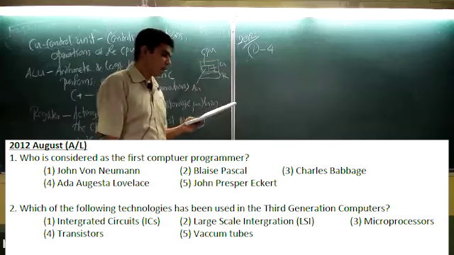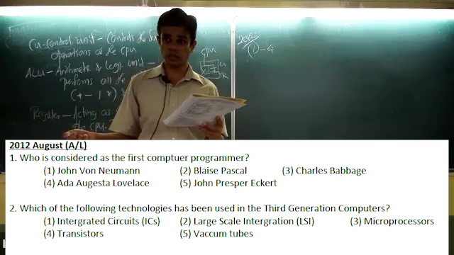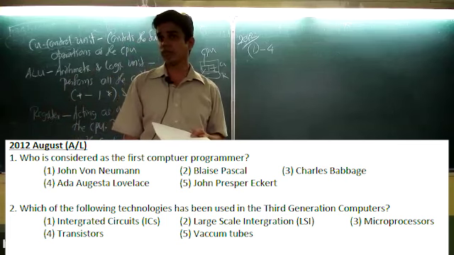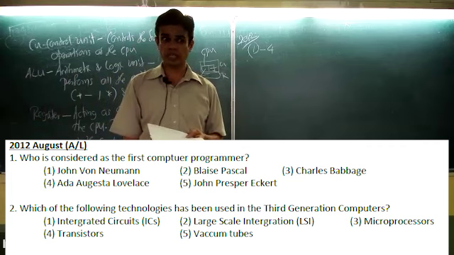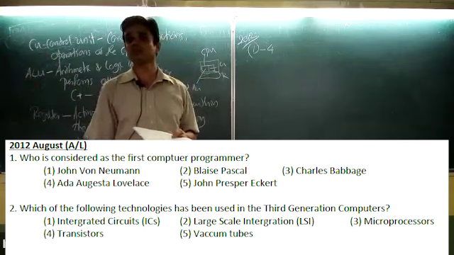Okay. Then Blaise Pascal invented the Pascaline. Charles Babbage, father of the computer. Then John Presper Eckert invented what machines? ENIAC, EDVAC, UNIVAC. Those VAC machines were invented by Eckert.